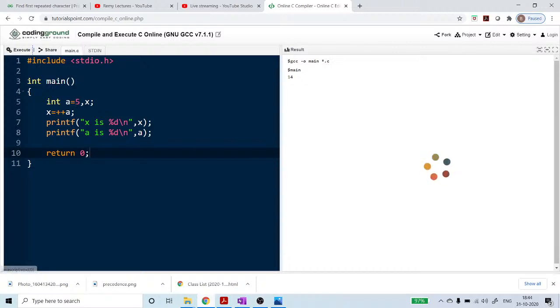So see, the answer: x is 6 and a is 6. Okay, you can check the answer. So x is 6 and a is 6.